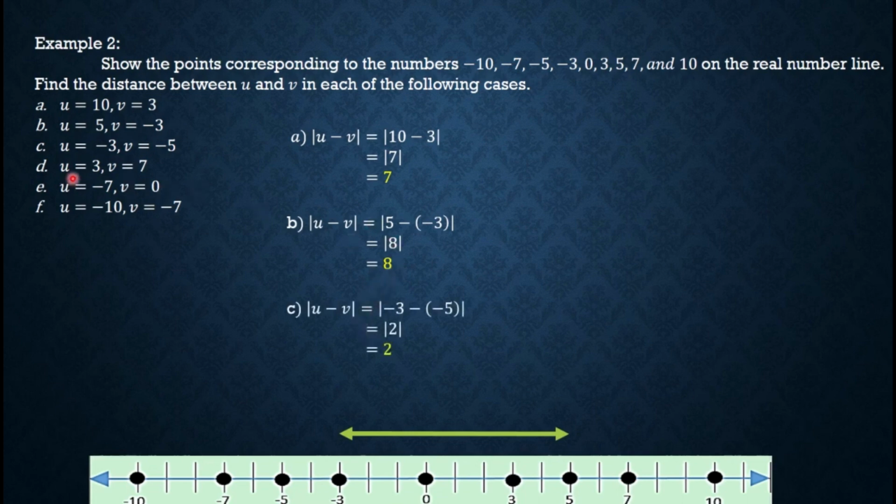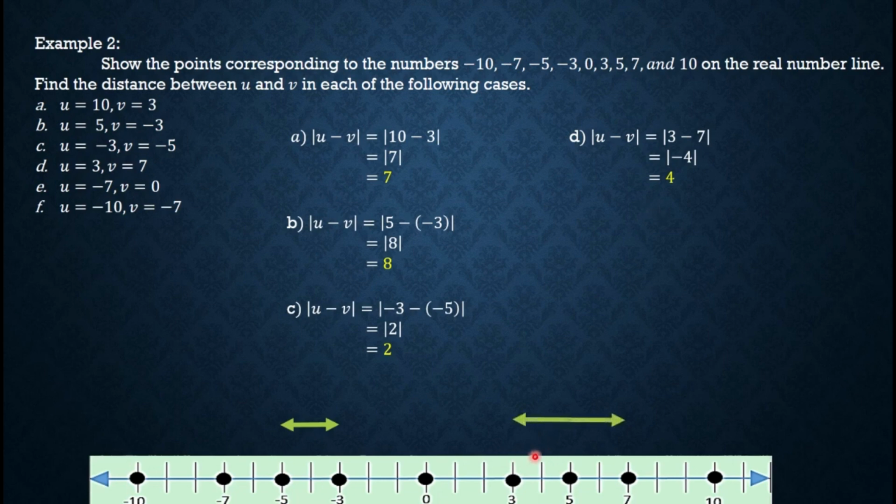Next, if U is negative 3 and V is negative 5, the answer is negative 3 minus the quantity of negative 5, which is equal to the absolute value of 2, so the distance is 2. Let's check the distance. Next, if U is 3 and V is positive 7, so 3 minus 7 is negative 4. The absolute value of negative 4 is 4. Let's check. Okay, correct. From 3 to 7, the distance is 4.